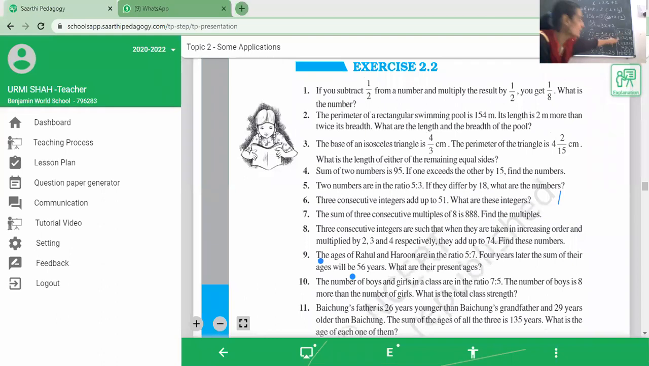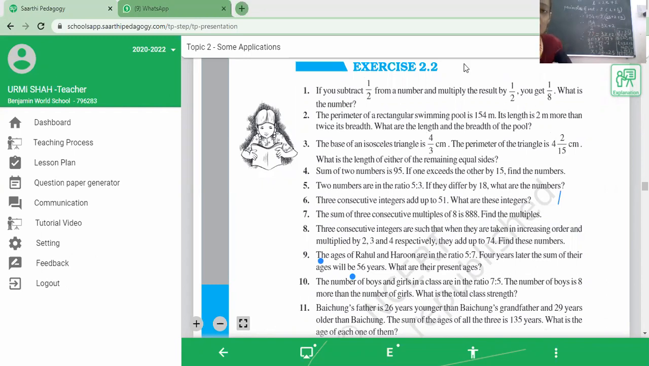The value of b is equal to x only. So what is the value of x? Value 25. I have written over here. The value of L is equal to what? 2x plus 2. So b is equal to x, so b is equal to 25 meters. Nothing else. Understood everybody now?